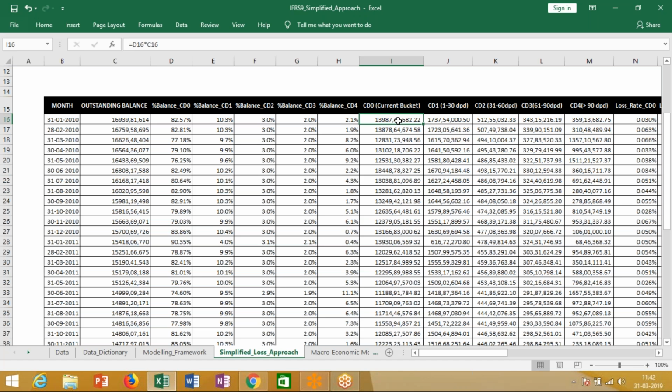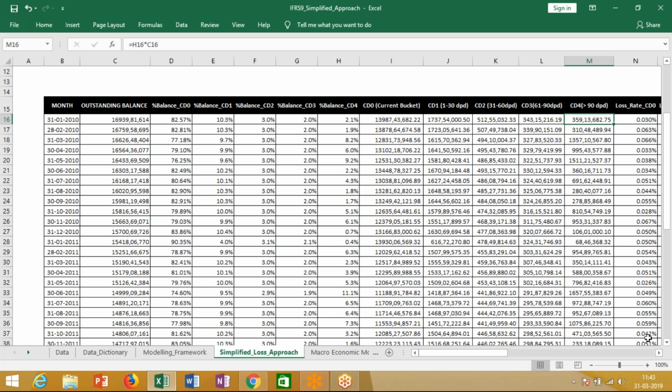CD2 is 31 to 60 days past due. CD3 is 61 to 90 days past due. And CD4 finally is greater than 90 days. So basically, as per the IFRS 9 definition, if a loan hits the 90 days past due bucket, 90 plus DPD, then we know that yes, it's a bad bucket. So it's an impaired balance.